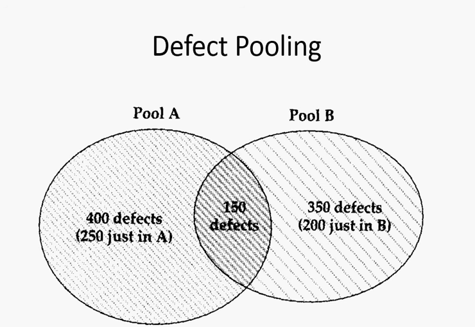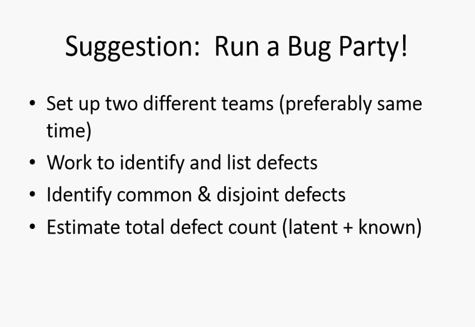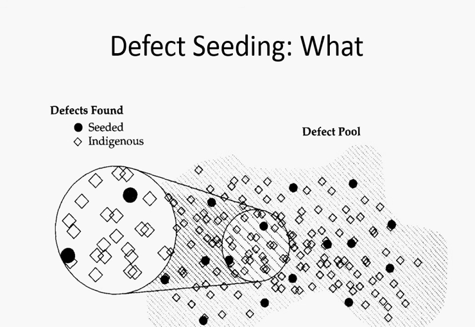And I would suggest having a bug party to do that. Go and have a bug party over in Spinks. Maybe bring some pizza and see if you can find common and disjoint defects and estimate the total number. Okay? So very actionable. You could do it this week if you wanted to try to estimate defects there.